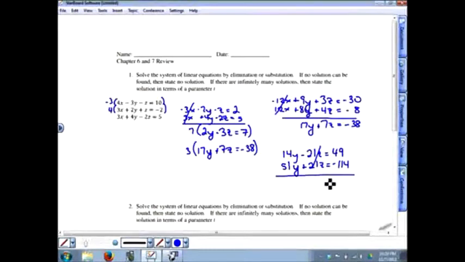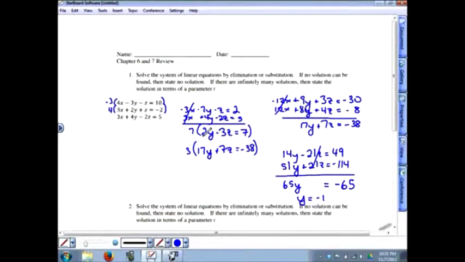So the z's cancel when we add these together. 51y plus 14y is 65y. z's gone. And 49 minus 114 is -65. Divide both sides by 65 to get y equals -1.